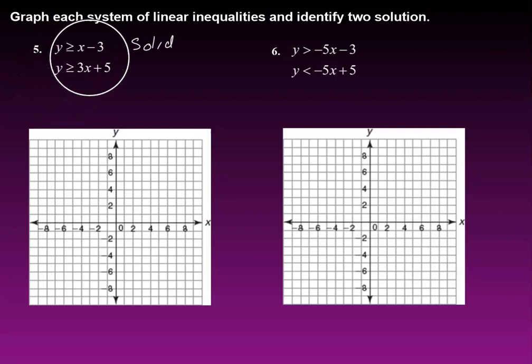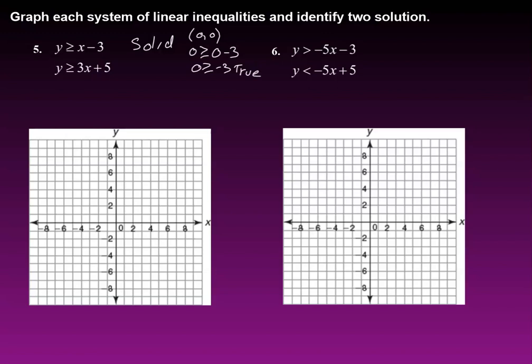The second thing I want to check for is shading. Again, remember we always use 0, 0 when we're shading. So we get 0 is greater than or equal to 0 minus 3. So 0 is greater than or equal to negative 3, and that is true. So we will end up shading towards 0, 0. So now let's graph this.